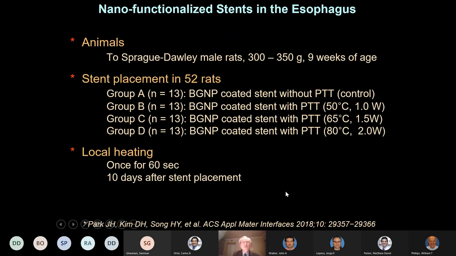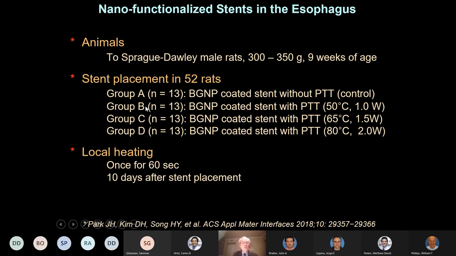A total of 52 rats were included in this study, and we divided the rats into 4 groups. Group A received branched gold nanoparticle coated stent without photothermal therapy. Group B, photothermal therapy at 50 degrees Celsius, and then group C, 65 degrees, and group D, 80 degrees. Once for 60 seconds, 10 days after stent placement.